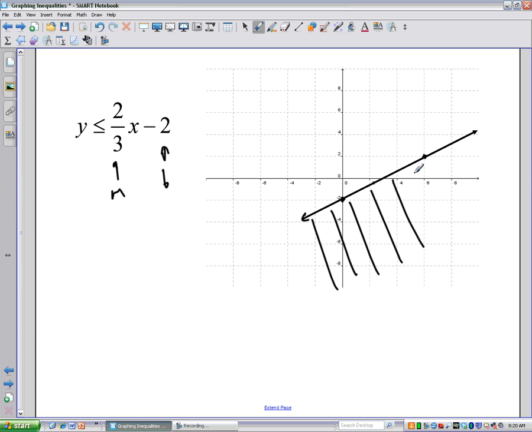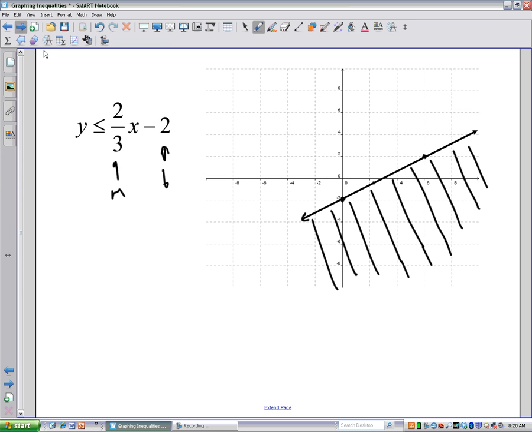I always suggest that we shade in using lines that are perpendicular to the line, instead of just doing a scribbly thing. If we have systems of inequalities later, it makes it easier to see where they are. It just looks neater, and the shading can go as far down to the corner. But the general idea is all of this is part of my answer. Any place in here, y is less than 2/3 of x minus 2. So we graph the line like we did, and then we deal with the shading.